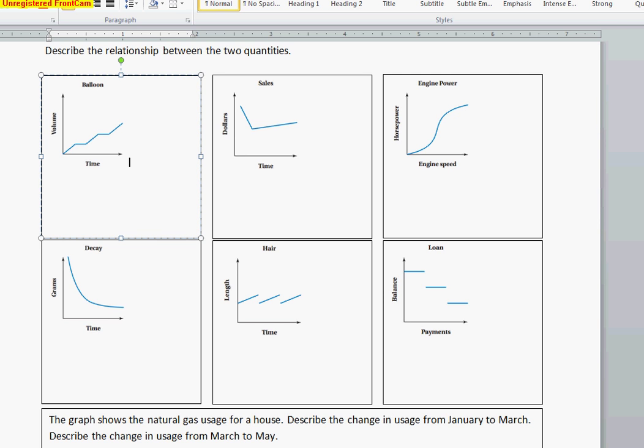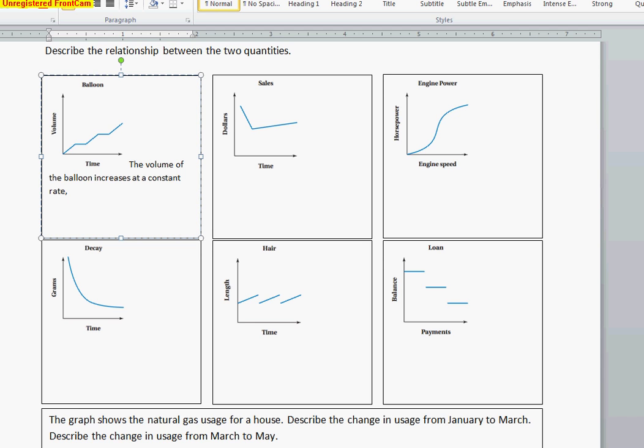And so the first segment, the volume, and so we'll use what the graph is about. So the graph is about a balloon and the volume and the time. And so we'll say that the volume of the balloon increases at a constant rate. And so since it's a straight line, that's what's happening there.